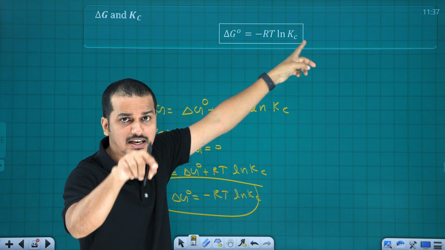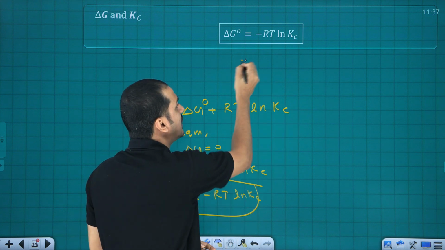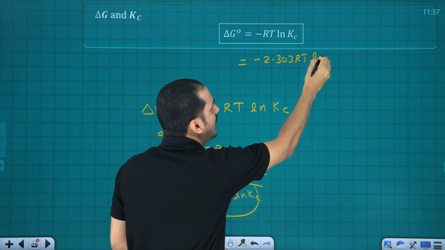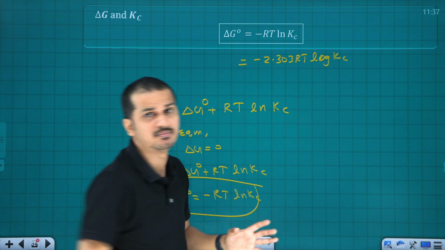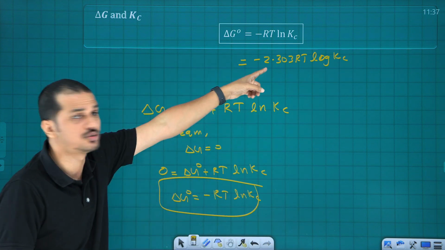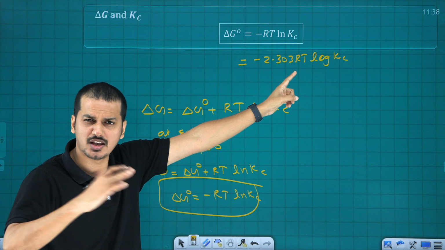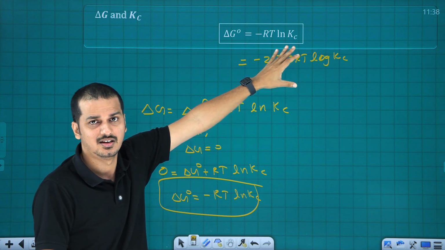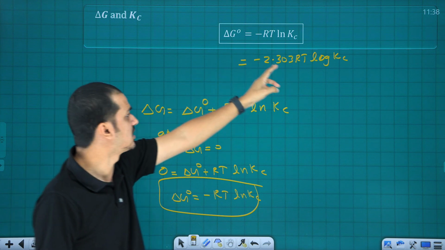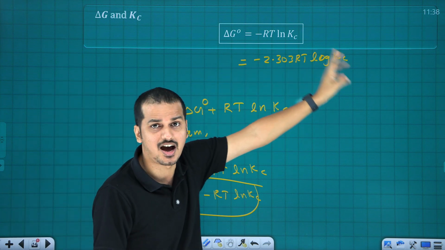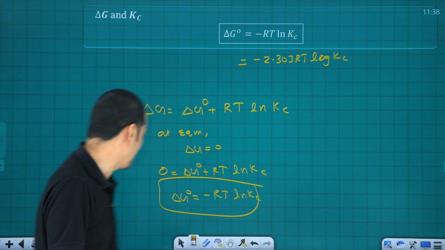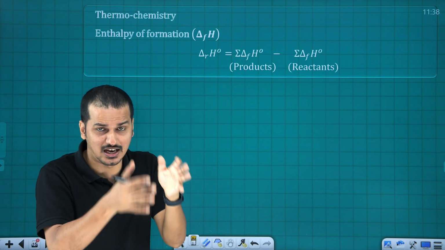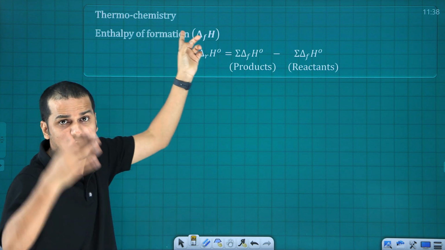The natural logarithm I can convert into the common logarithm by multiplying with 2.303. So minus 2.303 RT log Kc. Many times they ask questions related to this one. In JEE as well as many competitive examinations, they usually ask questions from this area. Okay, keep it in mind. Delta G0 equals minus 2.303 RT log Kc. Clear? Yes or no? So that's the idea.